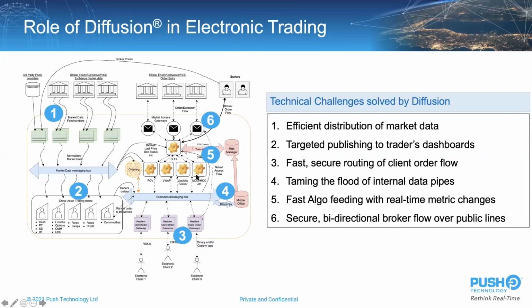Then we have the challenge of how do we keep our algorithms, etc., up to date with real-time metrics? How can we feed them efficiently without them having to subscribe to, again, a full stream of unnecessary data? And then there is the secure connectivity to our brokers. How can we have secure lines to be able to send and receive messages from our brokers? So these are 6 technical challenges that we see in many electronic trading platforms, and I'm sure for many of you here today that these problems may resonate.